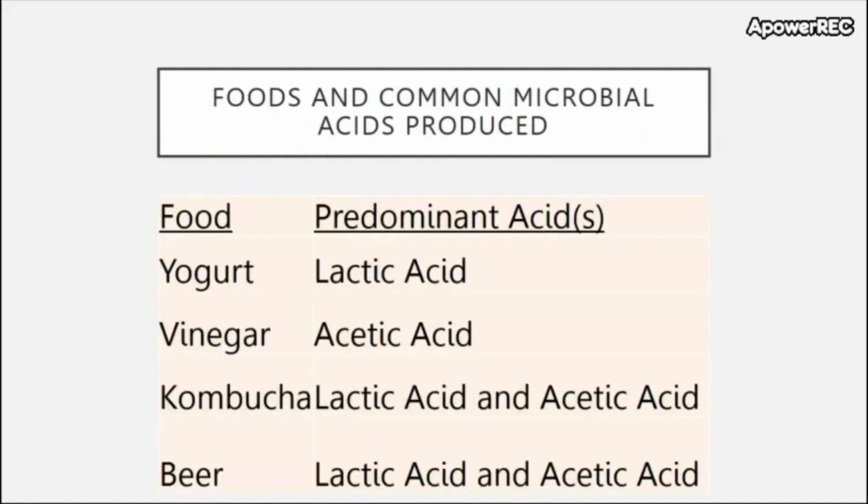Here is a list of foods and the common microbial acids that are produced within them. So for foods, we start with yogurt, and they have, you've probably heard of lactic acid, which is a byproduct of lactic acid bacteria. For vinegar, it's acetic acid. For kombucha, we can have lactic acid and acetic acid as the main constituents. In beer, you can have lactic acid and acetic acid as the main constituents.